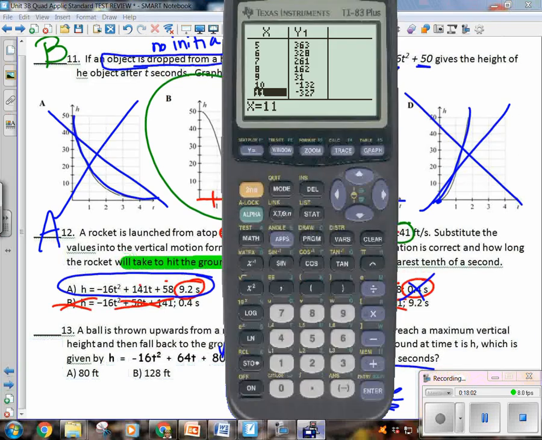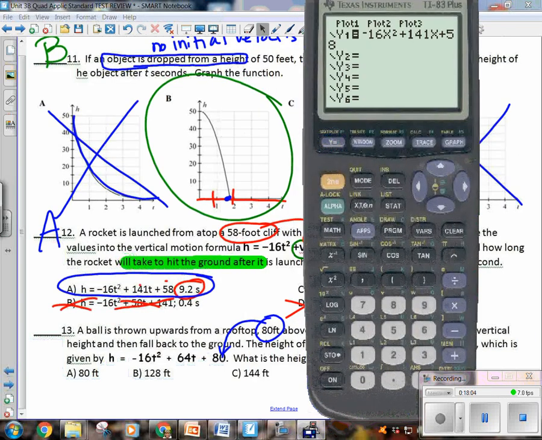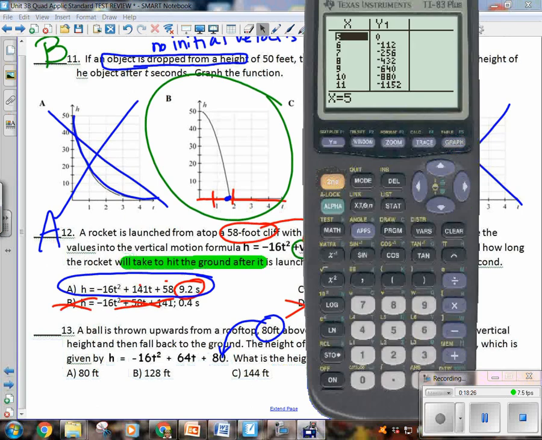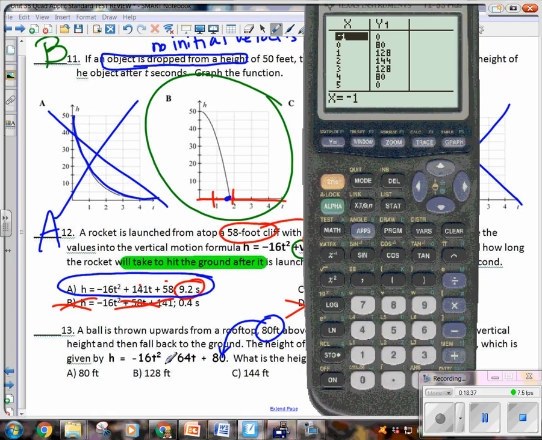A lot of these is just manipulating your equations or putting them in your calculator. We'll change this one to 64, and then it's going to be plus 80. Type over that. I think my equation is now correct. So I'm looking for the height of the ball after 3 seconds. I'm going to remember that in my table, 3 seconds is the x number. So x at 3, my answer for y is 128. Pretty quick, pretty easy. Consult your table, and I think you have it.